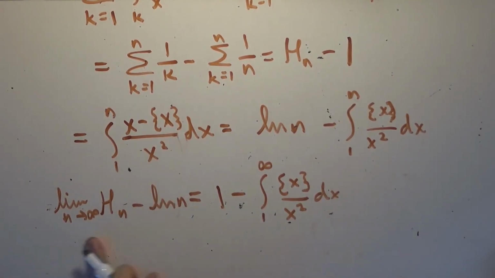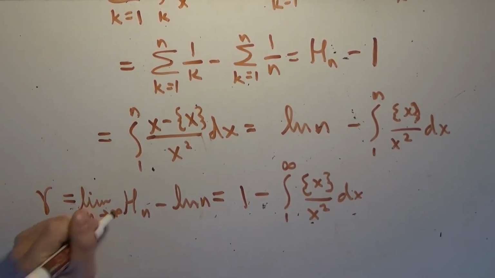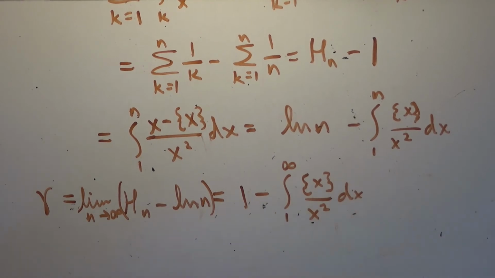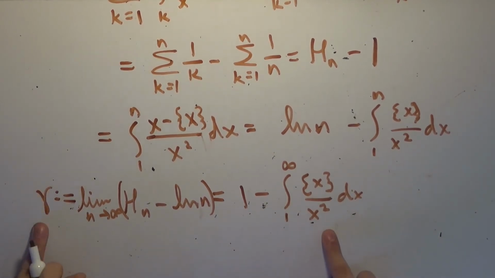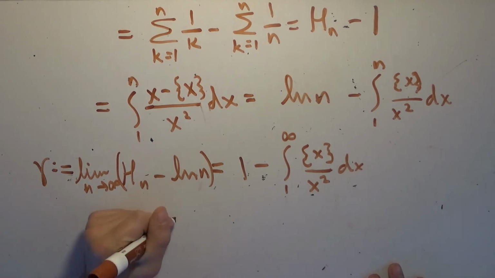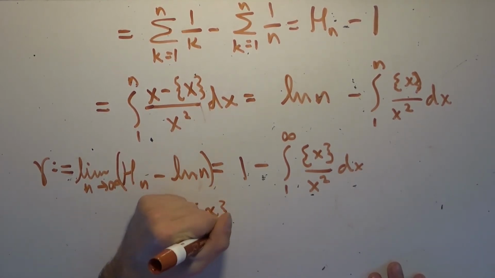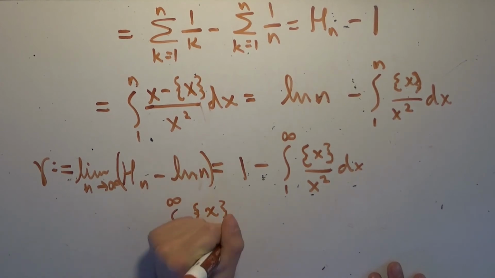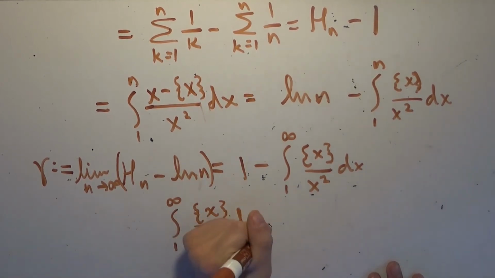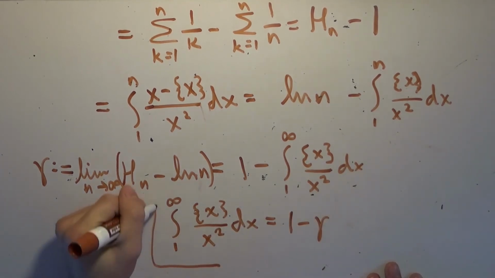But what's this limit? This is, of course, the Euler-Mascheroni constant, by definition. Which means if we simply subtract gamma to this side and add this integral to the other side, we have the astounding result, my friends, that the integral from 1 to infinity of the fractional part of x divided by x squared dx is equal to 1 minus the Euler-Mascheroni constant.